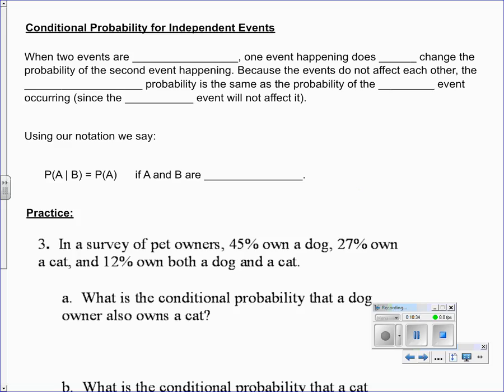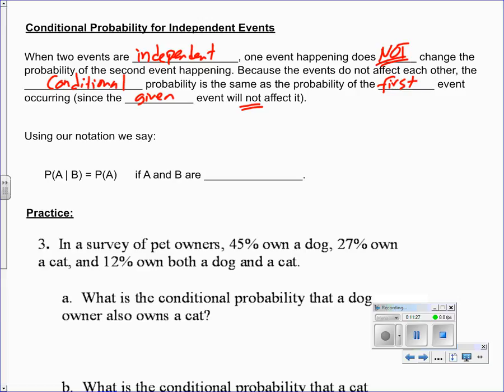So on the back here, we're going to talk about a special case where the conditional probability doesn't change, and that's when we have independent events. So if two events are independent, and we talked about this on the day 2 video, one event happening does not change the probability of the second event happening. Since they don't affect each other, that means a conditional probability is the same as the probability of the first event occurring regularly, since the given event will not affect it.